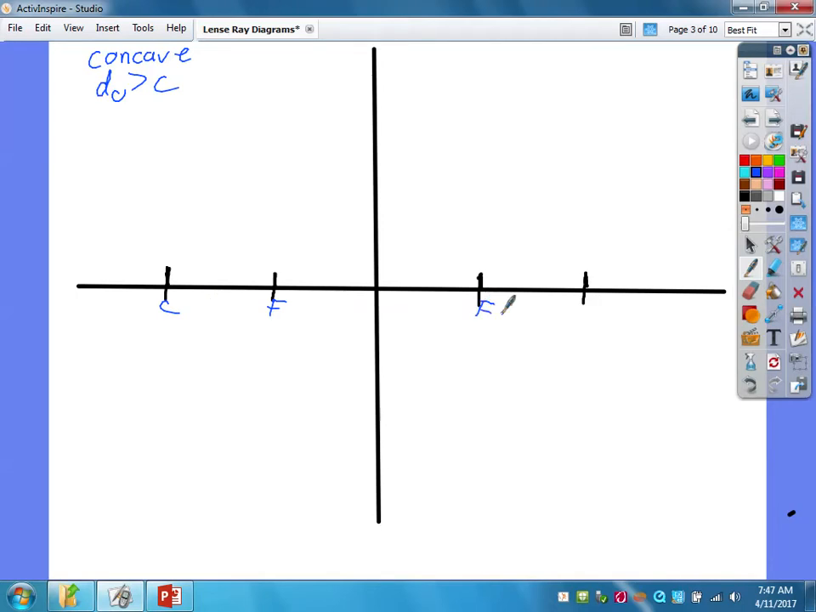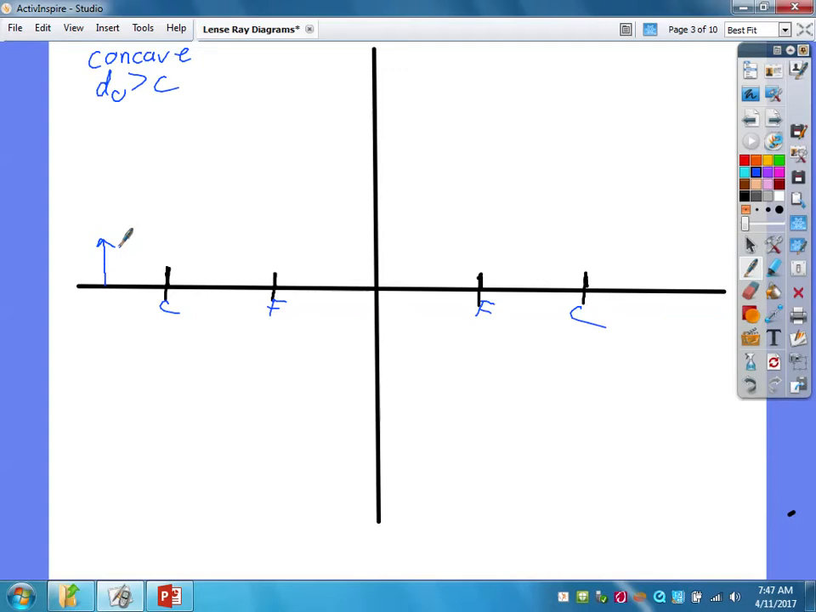Some people like to show it on both sides, but you're not going to have any light go on that side, at least yet. So when I read the problem, if the object distance is greater than C, that means my object is all the way out here. It's beyond C, is the way I like to usually describe it. It's way out there.